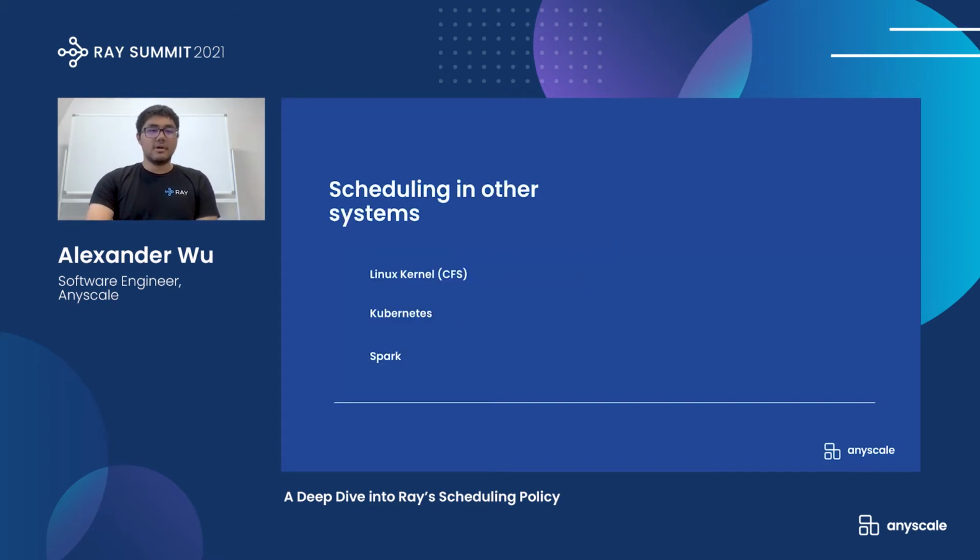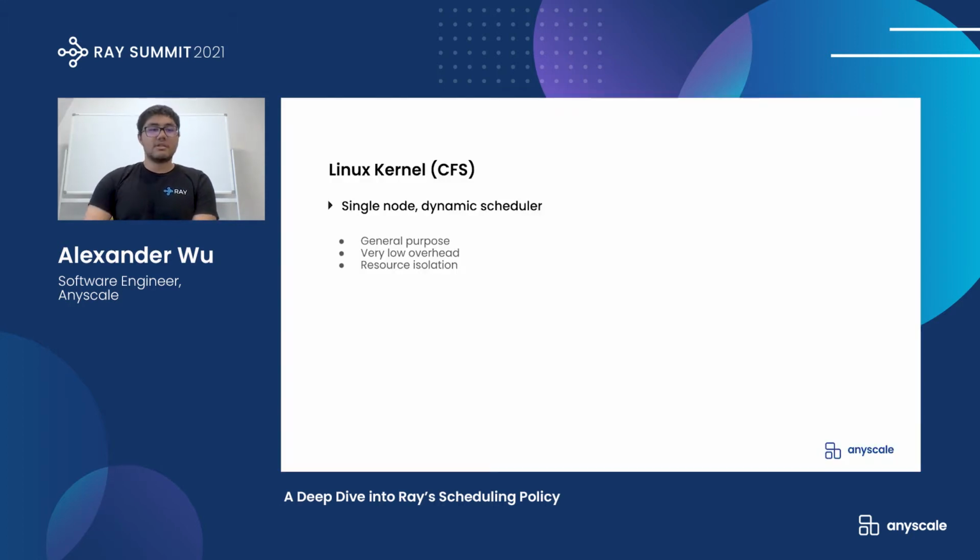Okay, so to start with, I want to compare Ray to a couple other schedulers that you may have heard of before. In particular, the Linux kernel scheduler, which you're almost certainly using, whether you really think about it or not, and some other systems that you may have heard of, like Kubernetes and Spark. So we'll start by taking a look at the Linux scheduler.